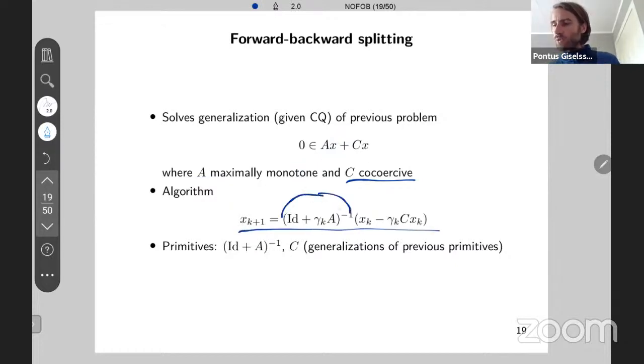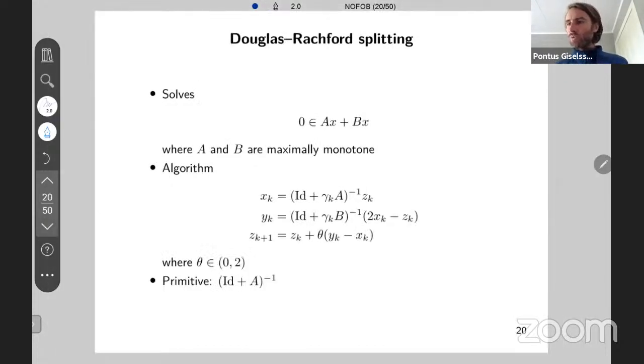You can think of this as the prox with some step size gamma. So it's the resolvent. And here you can think of this as the gradient. So we have a gradient step, which is called a forward step. So here is the forward step. And then we have the resolvent step here, which corresponds to the prox step, and it's called a backward step. So forward, backward. And the primitives are then the resolvent and just evaluation of C. And this is just a pure generalization of the previous problem into the monotone operator world.